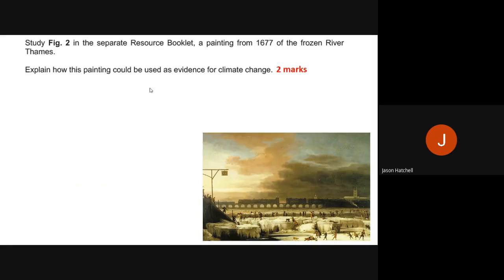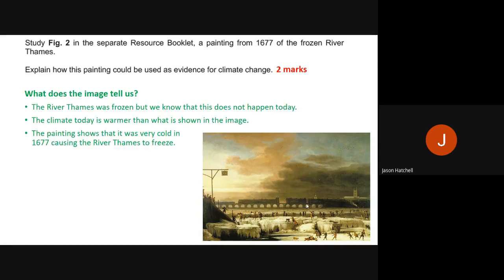The next type of question is a bit different. So this time they give you figure 2 on the bottom right here, and it's an image of the River Thames, okay, in 1667. And we're told that it's frozen, and we can see that here. We can see the icebergs in the River Thames. We can see it's frozen over. We're asked this time to explain, not describe, explain how this painting could be used as evidence for climate change. So how is this painting useful to us as evidence for climate change? What does it tell us about climate change?